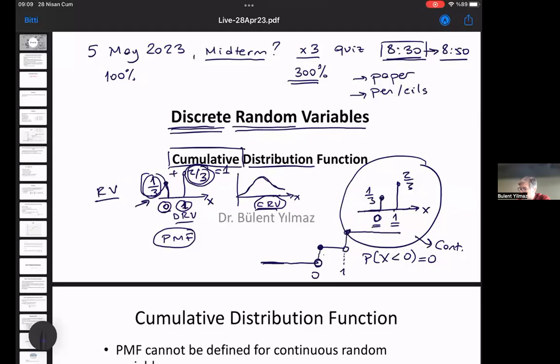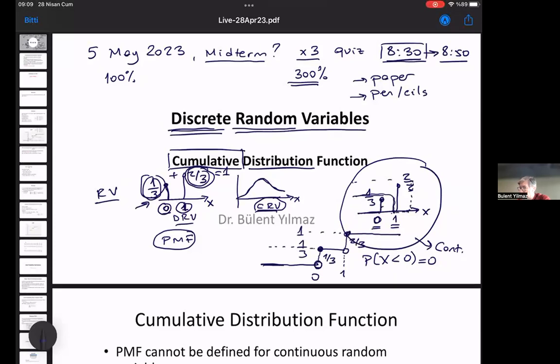So this jump is 1/3, and this jump is 2/3, and finally this is 1/3, this is 1, okay? I'm adding up. Until this point, what is the probability? 1/3. After that point, what is the total probability? 1/3 plus 2/3, so it will be 1. And after 1, it will always be 1, right?